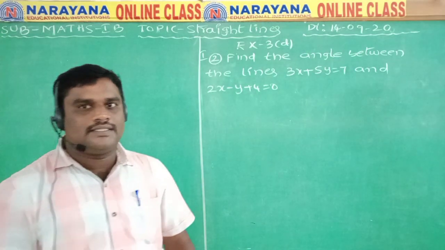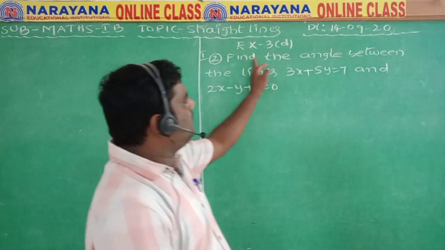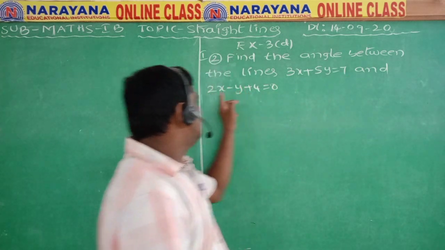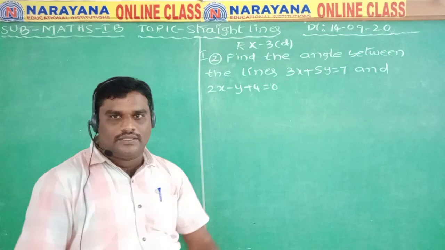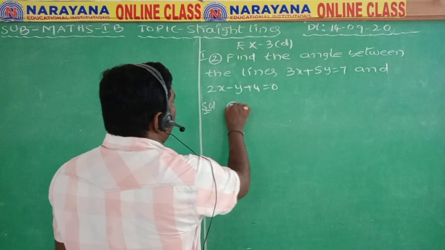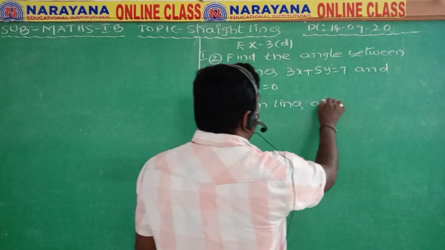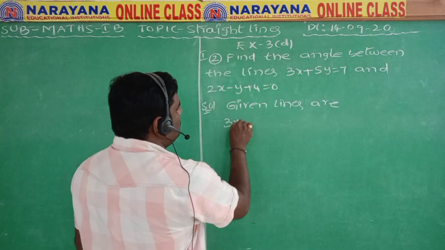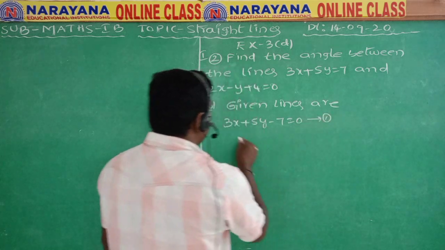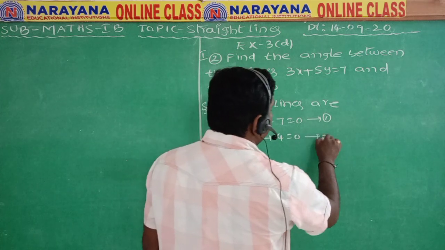Today's topic is straight lines. In exercise 3D, first term and second sum: Find the angle between the lines 3x + 5y = 7 and 2x - y + 4 = 0. Now, the given lines are 3x + 5y - 7 = 0 and 2x - y + 4 = 0.